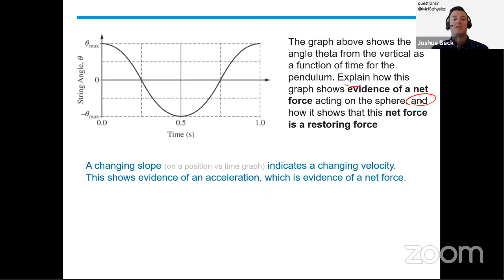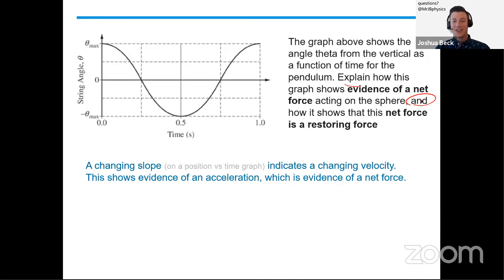This is a position versus time graph, right? We're graphing the angular position. Well, on a position time graph, the slope tells us about the velocity. So a changing slope, the slope of this graph is changing, right? Sometimes it's 0, sometimes it's positive, sometimes it's negative. That slope of my graph is changing, so that indicates a changing velocity.